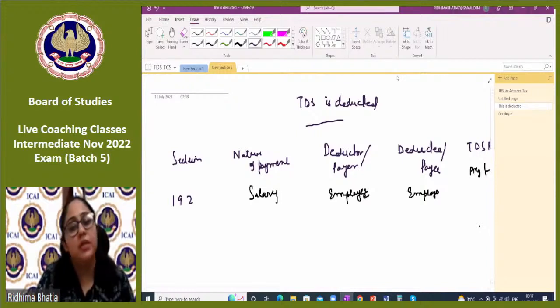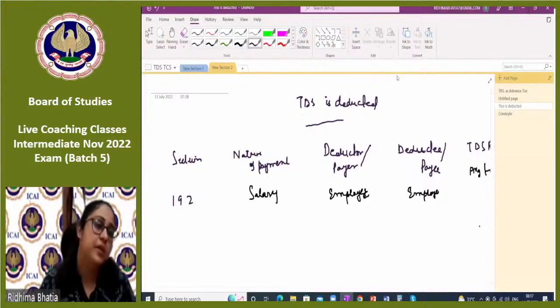No TDS will be deducted by the employer, correct Pooja, if the threshold limit is less than 2,50,000. How will you compute the average tax based on the monthly tax liability? We will be covering, Swati, the sections which are given in your module. All those sections will be covered, and only those parts which are in your module.